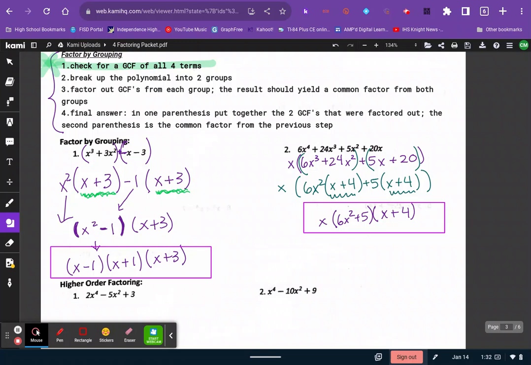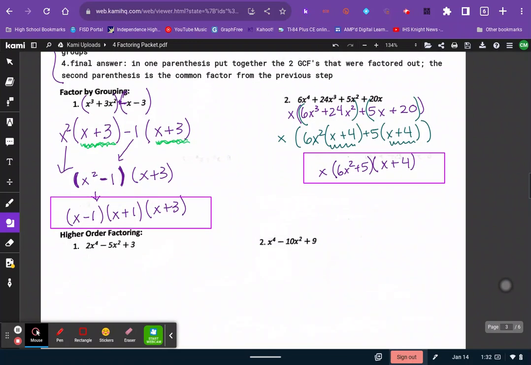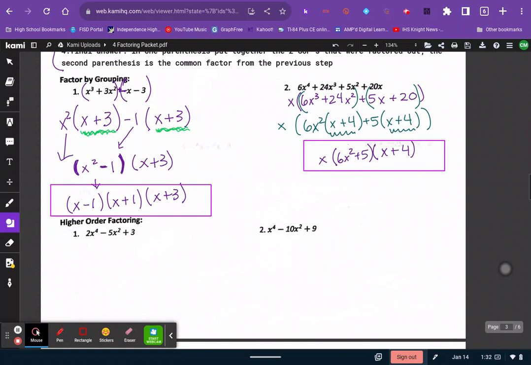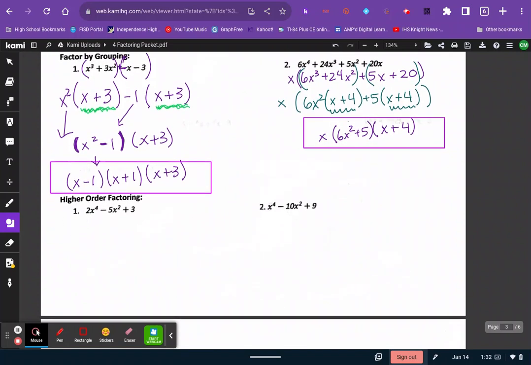So let's keep going here on this same page, higher order factoring. Let's take a look at what we have here. Higher order means that it's going to have a higher power. It's going to be x to the third or x to the fourth, maybe even higher than that. Step 1, I always look for a greatest common factor in every term, and there's not one.